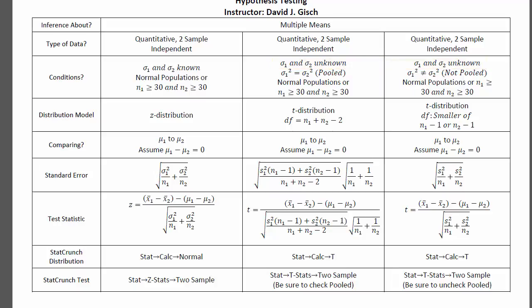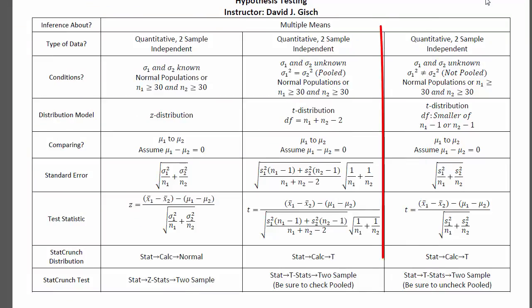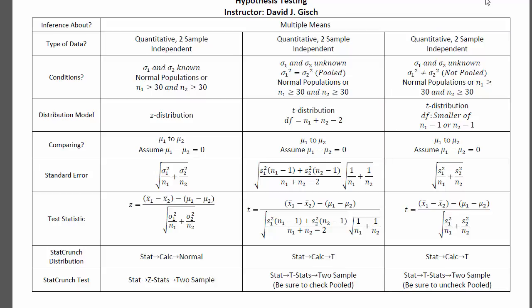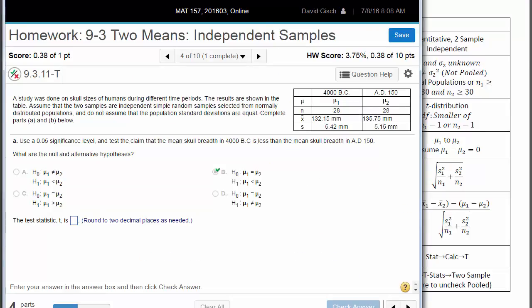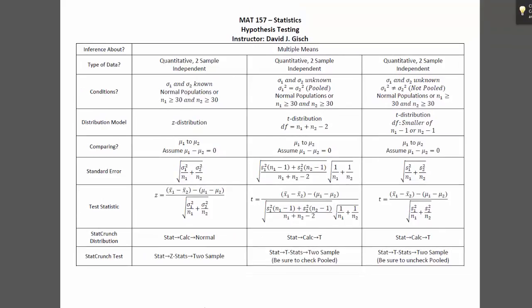And on top of that, it also did say, do not assume that the population standard deviations are equal. So in other words, we should assume they're not equal. So that puts us in the third column, because over here they're not equal. The rest of the conditions we need to check is the population normal or the sample bigger than 30. The samples are less than 30, but it does say up in the problem, assume that they're from independent simple random samples that are normally distributed. So all our conditions are met, and so we are going to work on that third column there.